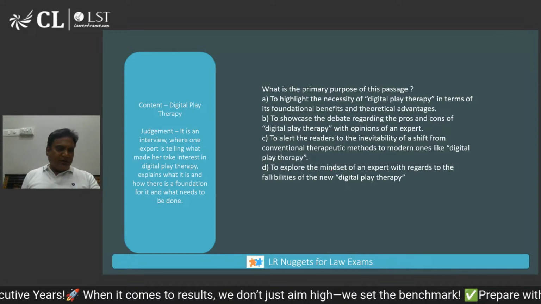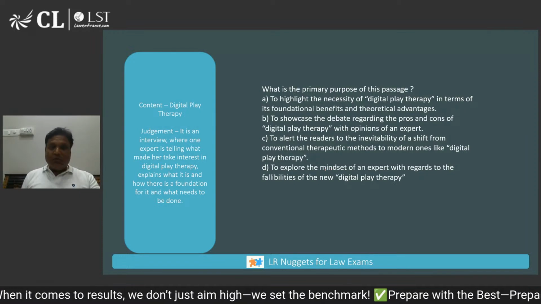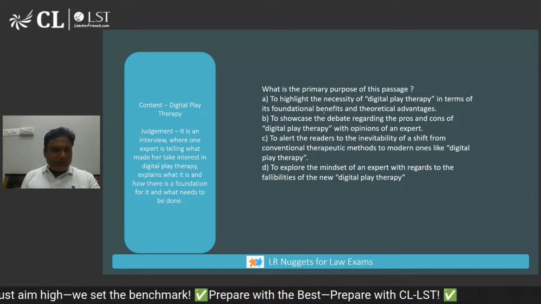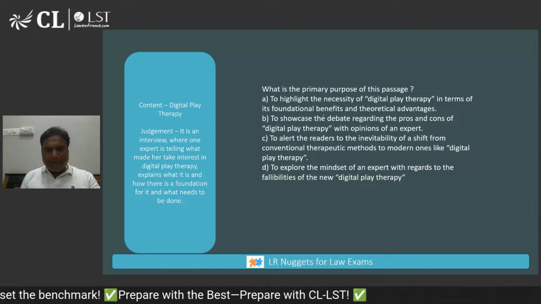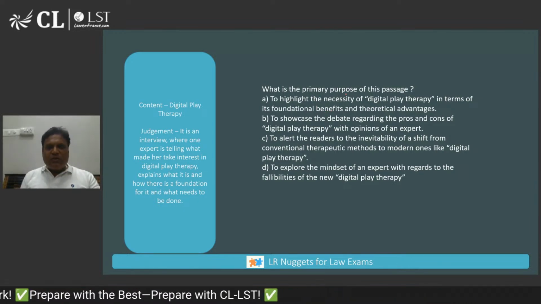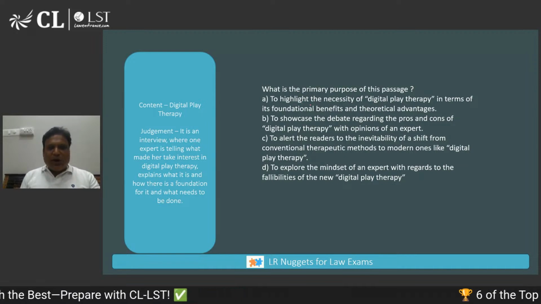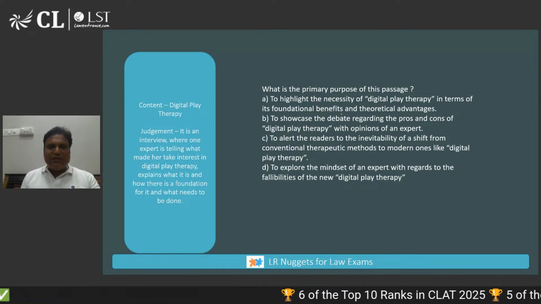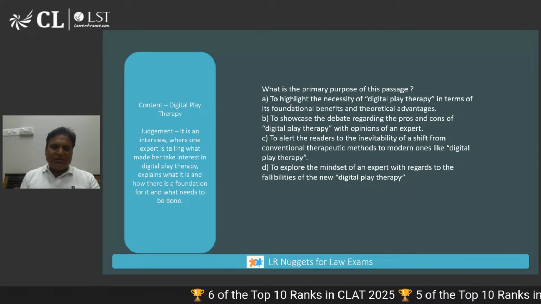All right. So, what is the primary purpose? Which option? Let us see. What is the primary purpose of the passage? Option A: To highlight the necessity of digital play therapy in terms of its foundational benefits and theoretical advantages.